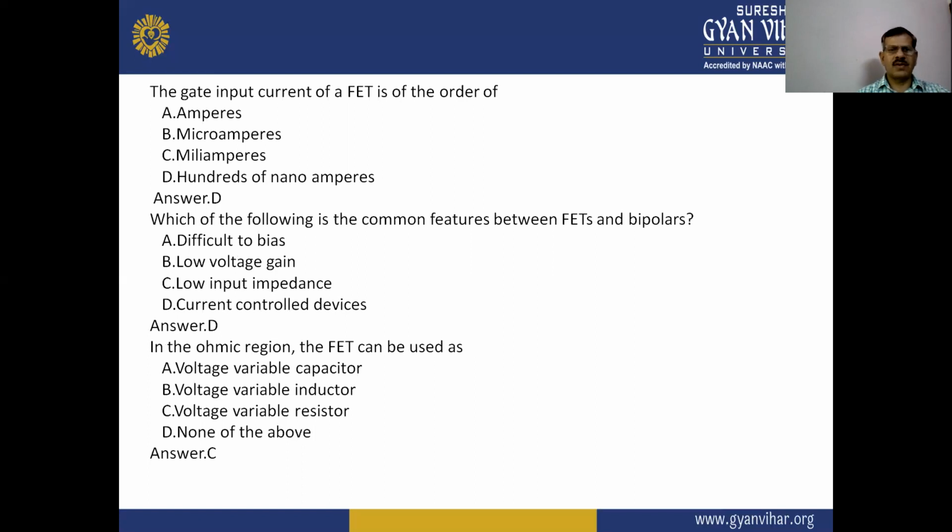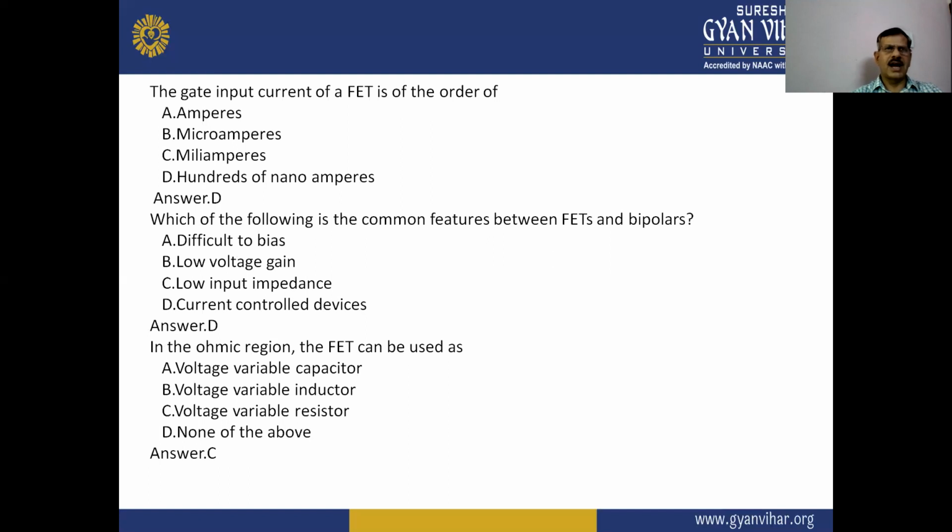Next, which of the following is the common feature between FET and BJT? What is the common feature between the field effect transistor and bipolar junction transistor? First, option A, difficult to bias. Option B, low voltage gain. Option C, low input impedance. And option D, current control device. So here option D is correct, current control device.